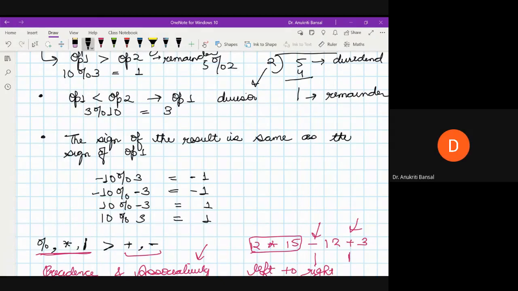If I write like -3 mod 10, my output will be -3. If I write 3 mod -10, again my output will be 3 in this case. Is this clear? These are for sign and these are for output.